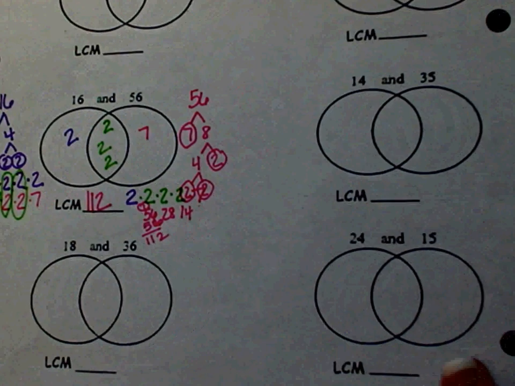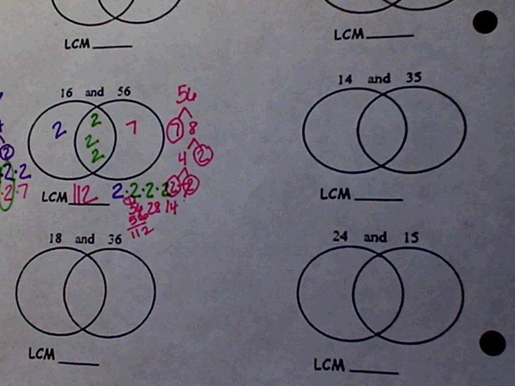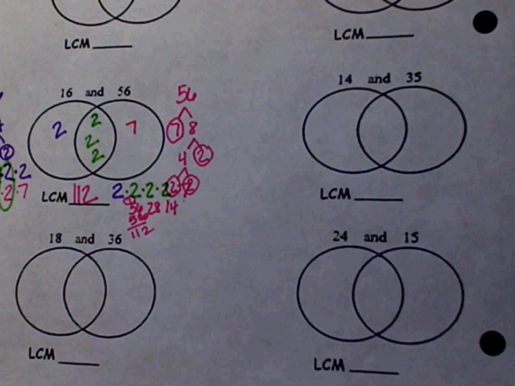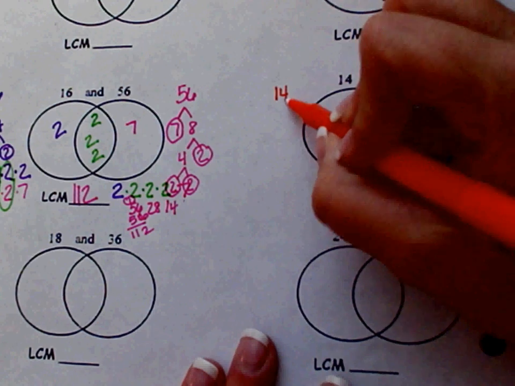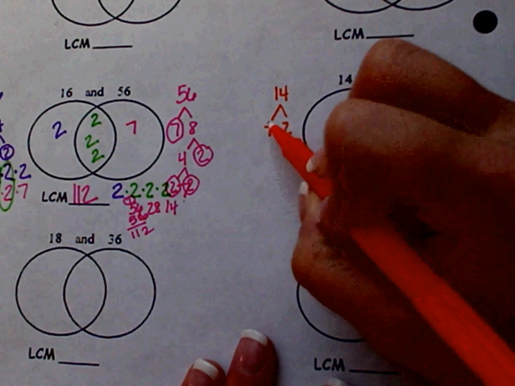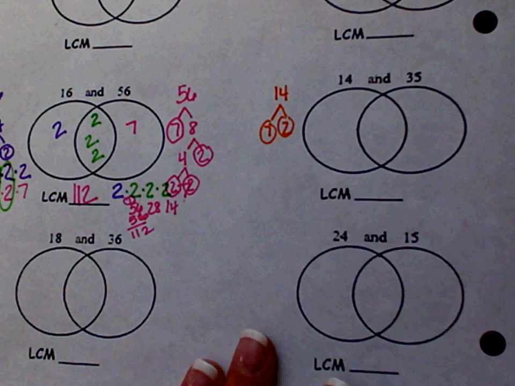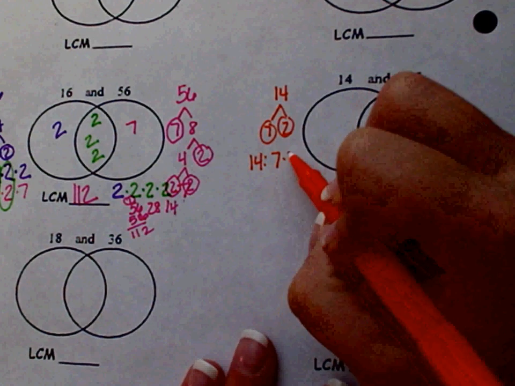Okay, try the next one on your own. Pause the video and then come back and check with me. Okay, so you should try this one on your own. 14 needs to be reduced to your prime factorization, so 14 can be broken up with a 7 and 2. Both are prime, so I'm going to stop and circle them. My prime factorization for 14 is 7 times 2.